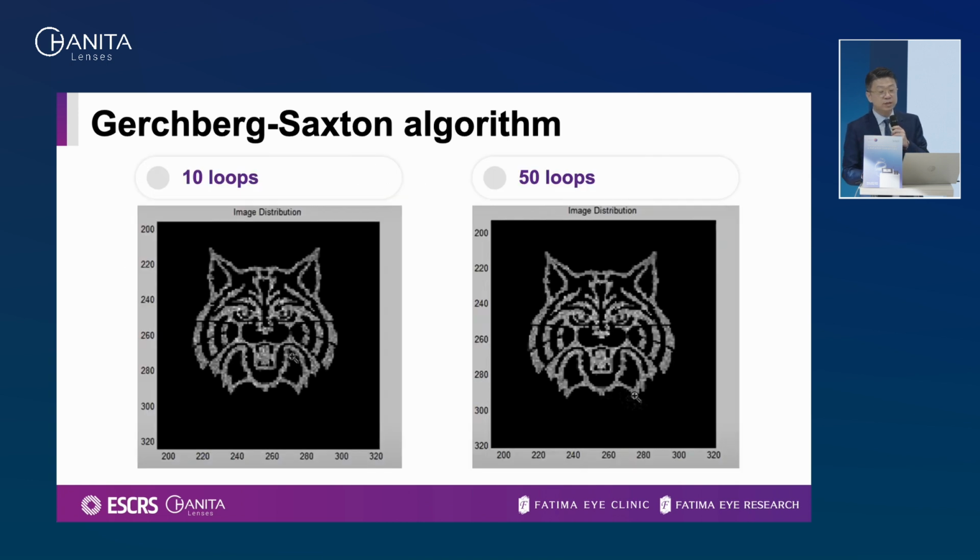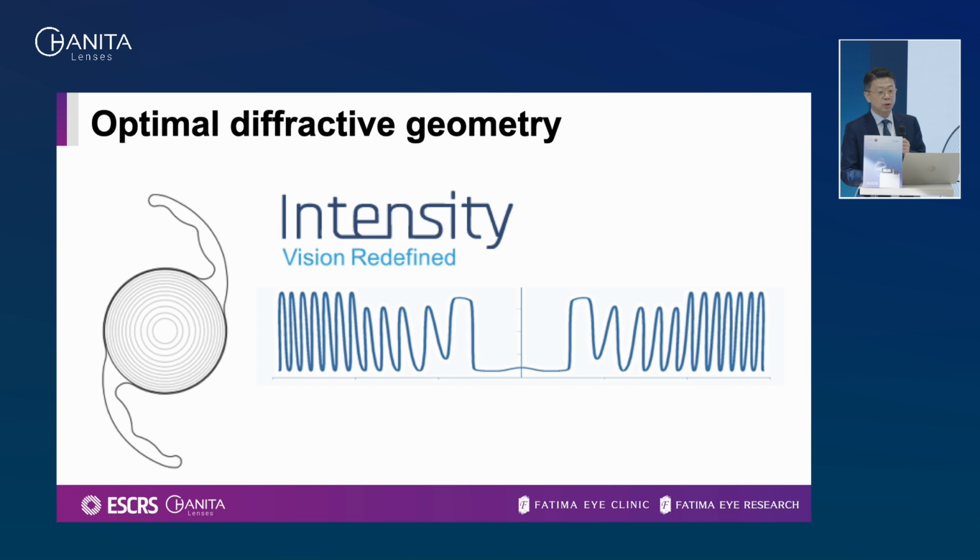So this is an example of the GS algorithm. To get an optimal image, we can also use the GS algorithm like this. The left side is the result of 10 loops of the GS algorithm, and the right one is 50 loops. You can see the finer and more optimal image on the right side. So we can finally get the optimal diffractive geometry of the Intensity like this.